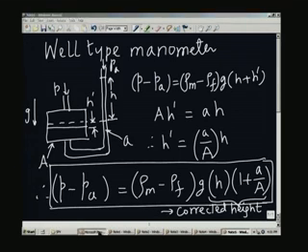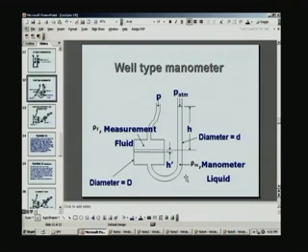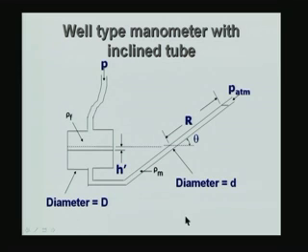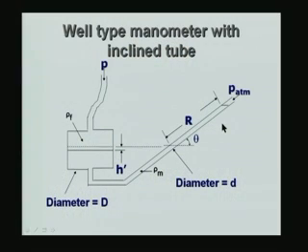So, now we will go back to the case here. To recapitulate, what we are doing is, instead of measuring the height using an ordinary scale, I am going to use a scale which is going to have the factor 1 plus A by A already built into it. Let us look at the slightly changed type of well type manometer. Here I have purposefully inclined the tube, instead of the vertical limb, I have got the inclined limb here. The tube is inclined at a small angle.